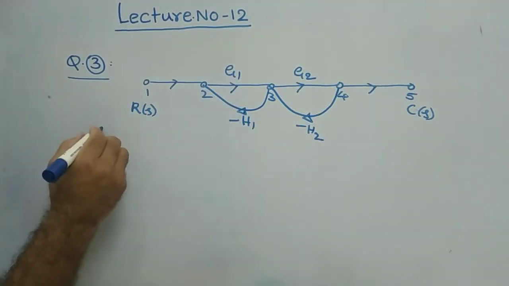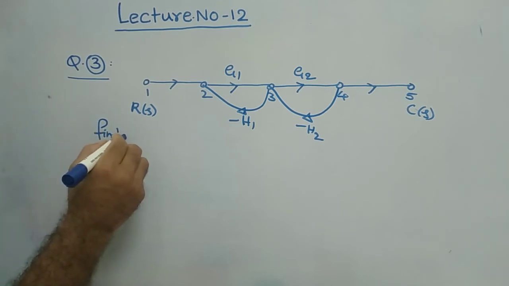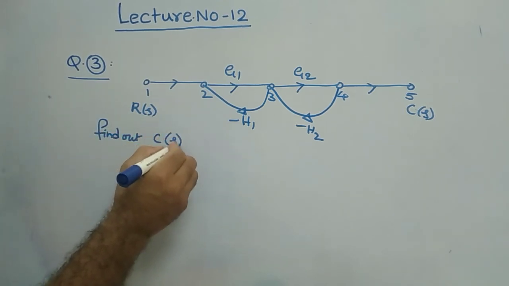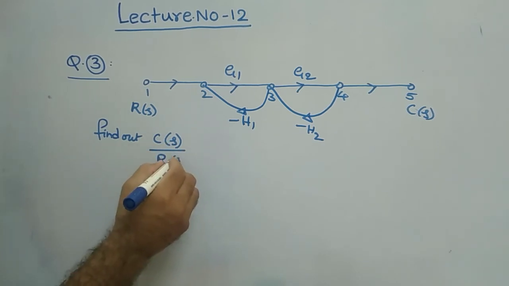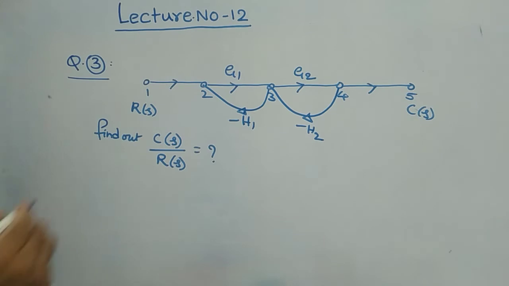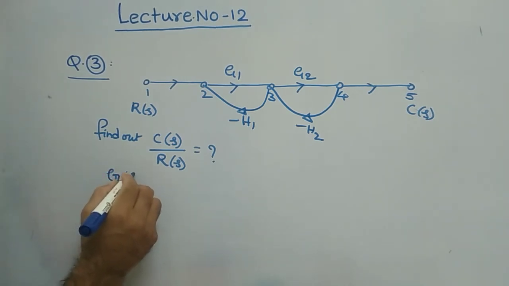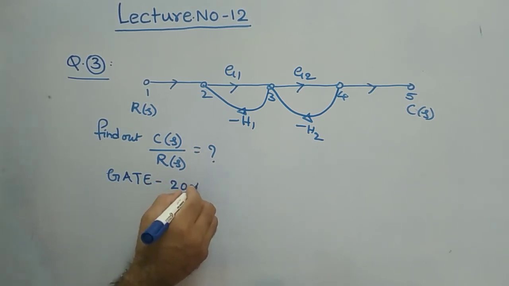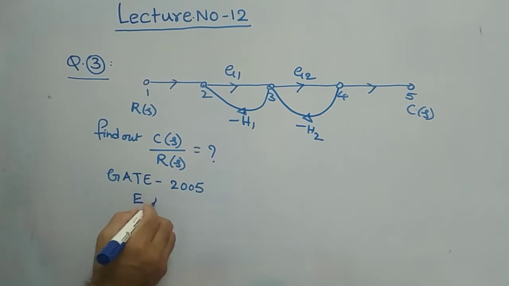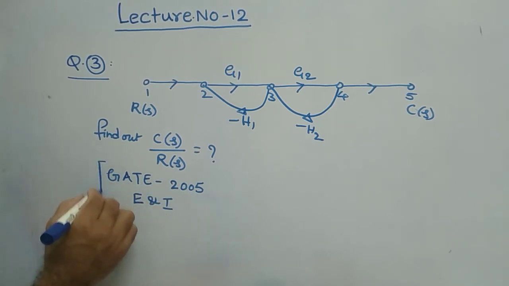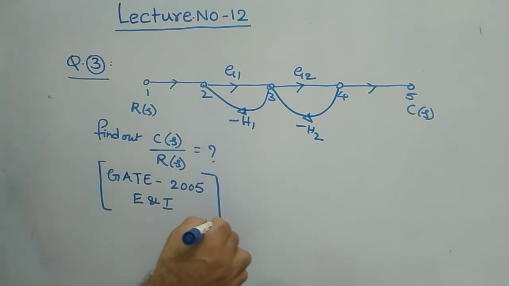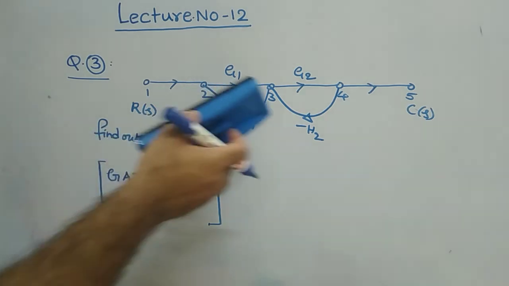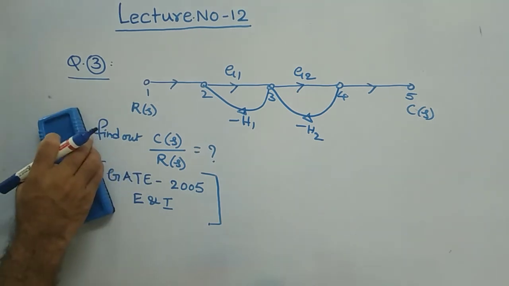Find out C of S by R of S. Your question is to find out C of S by R of S. What is the transfer function? That is your question, asked in GATE 2005 for E and I. In next presentations, I will solve the ECE as well as EEE questions also. Don't worry. This question is asked for E&I students in GATE 2005. You can verify.